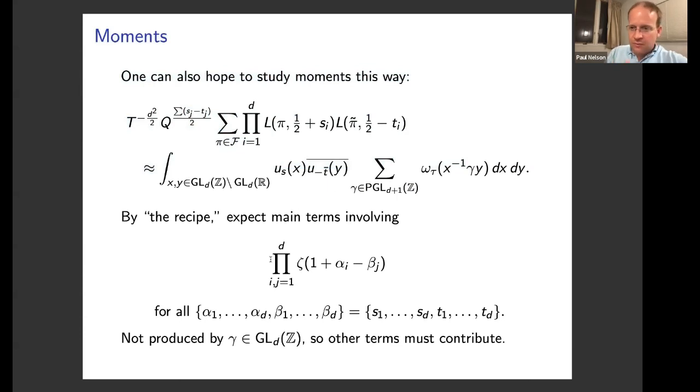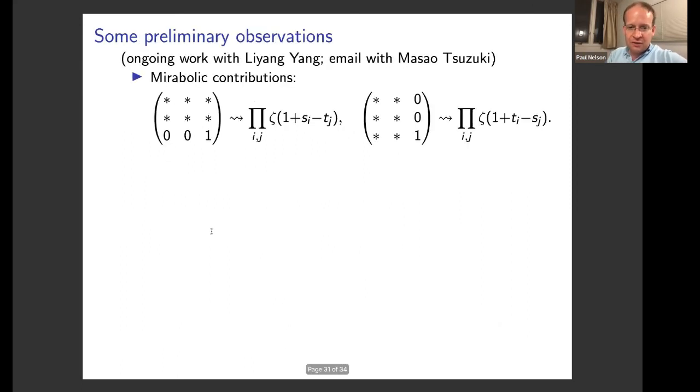There's a recipe for conjecturing main terms for moments of families of L functions that says that for this kind of moment, you expect main terms involving these products of zeta, which are indexed by all the permutations of S1 through TD. And it's pretty easy to see that you don't get such main terms from the sum that produced the main term in the earlier analysis that I've described so far for the dyadic sums. So you need to somehow find a way to combine the remaining gamma not lying in GL_D(Z) to produce such main terms. And this is an interesting open question. I've barely started thinking about this.